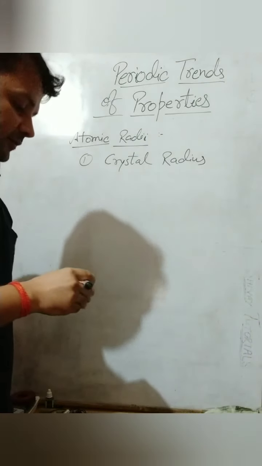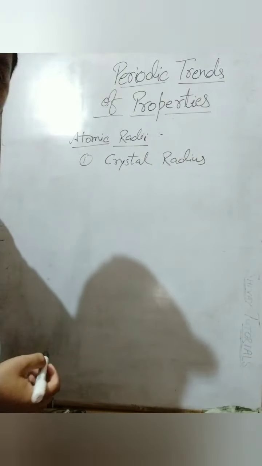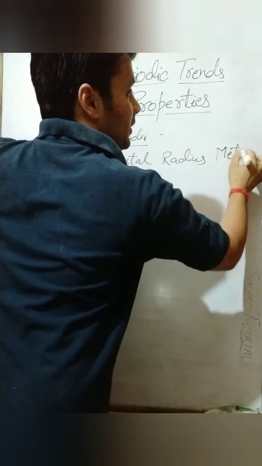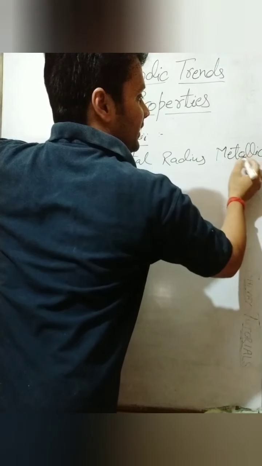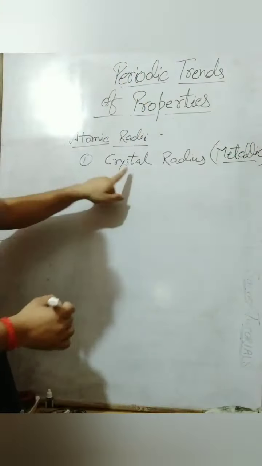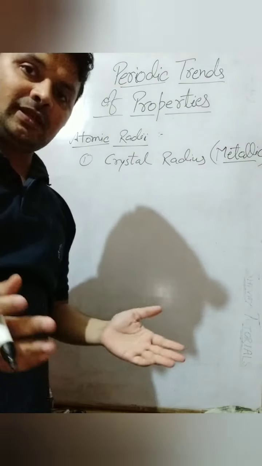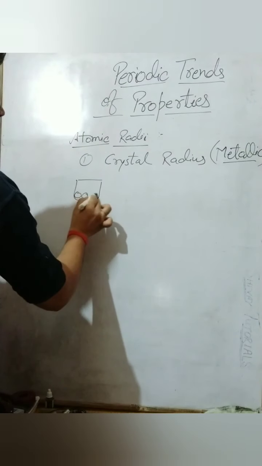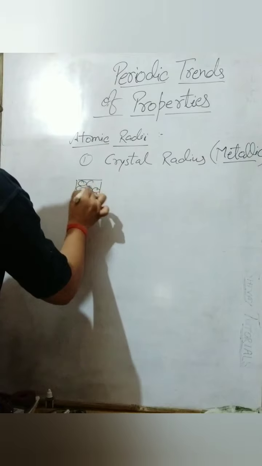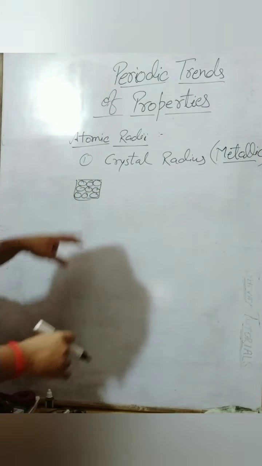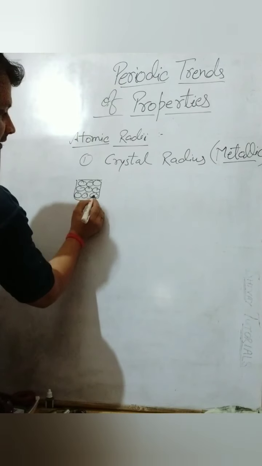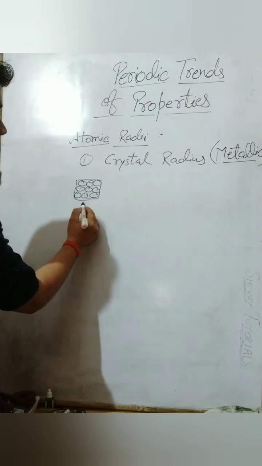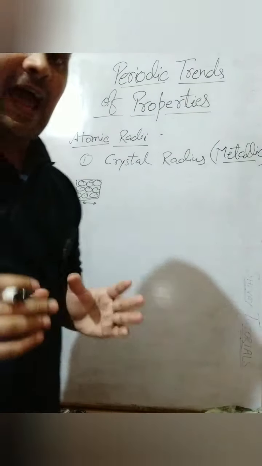The first type of radius is crystal radius. The second name of this radius is metallic radius. Okay, why is this called metallic radius? Because we talk about crystals, and crystals are found mostly in metals in the solid form. So if we consider that in a block we have some atoms combined together, they are very closely packed, they cannot move. Okay, so what we do is, the distance between the nuclei of two atoms, if we can calculate, because the atom is very small.